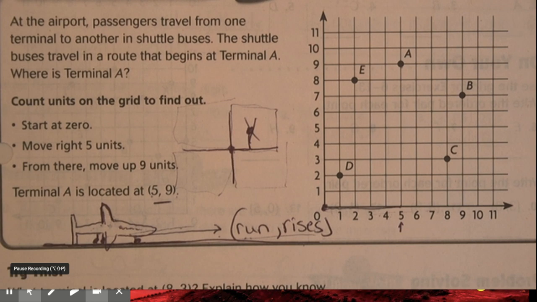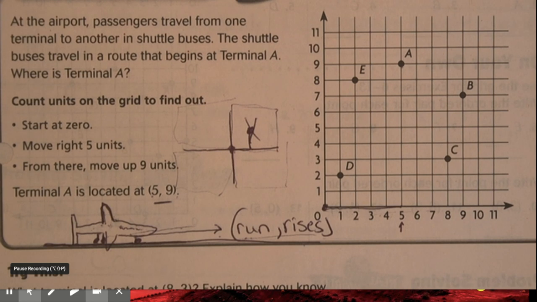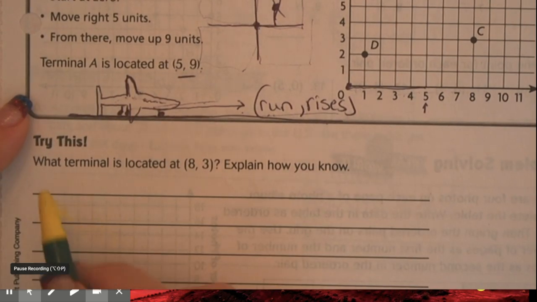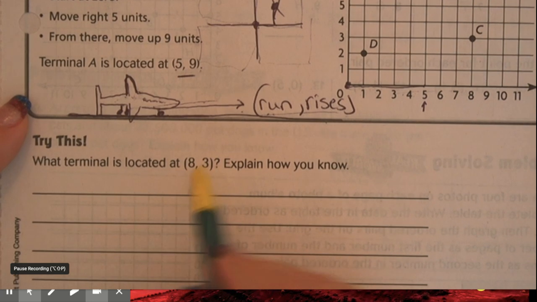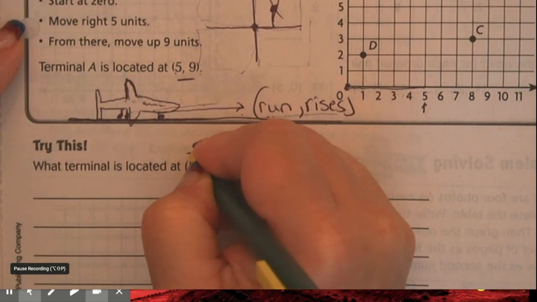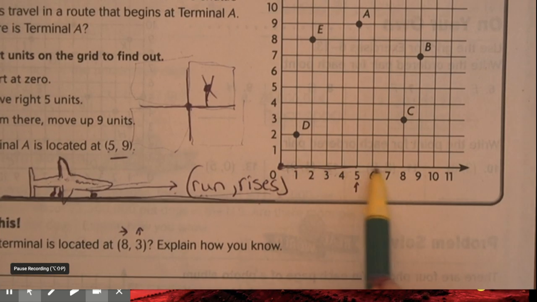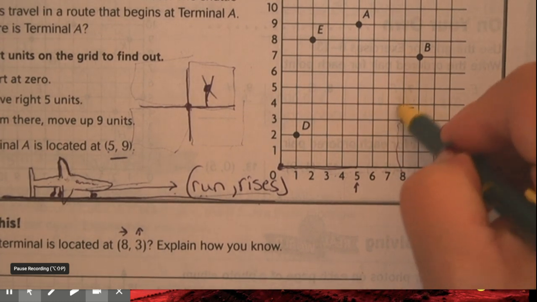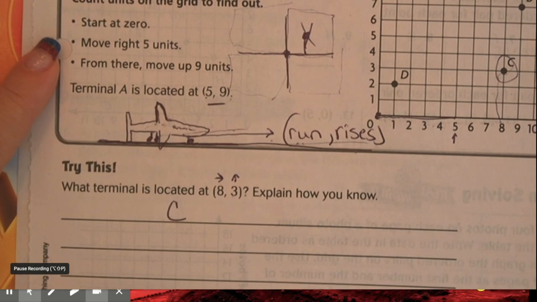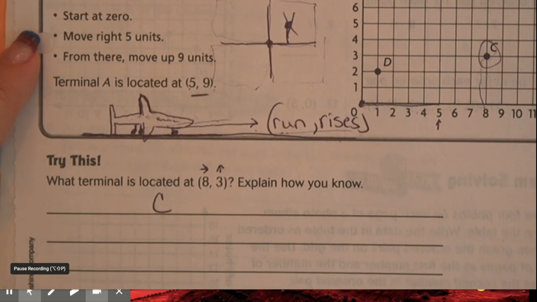And that is what we are doing today. And if you copy down these answers, I am going to give them all to you today. So your paper should be super easy to do. So you might want to pause it to make sure you have a paper and a pencil so that you can write this down. The next one says, what terminal is located at 8, 3? Remember, we run, then we rise. 8, 3. So run over 8, rise 3. That's C. And it's that easy. Run and then rise.